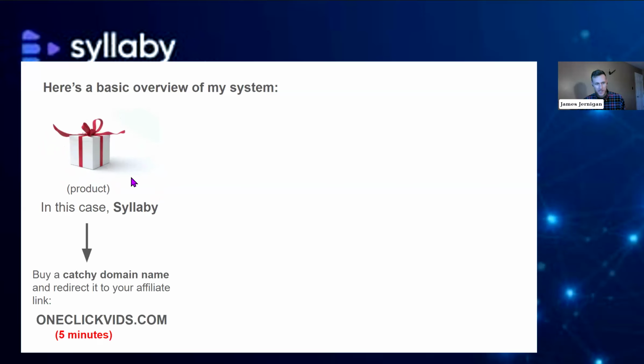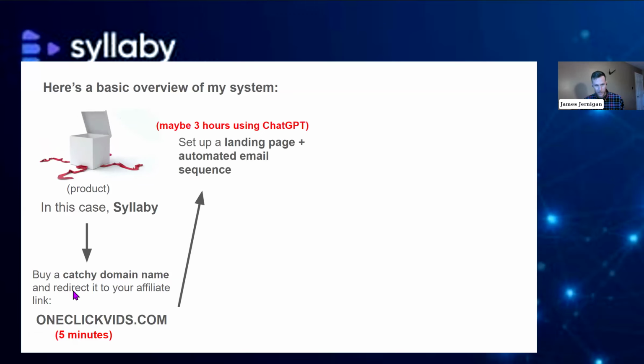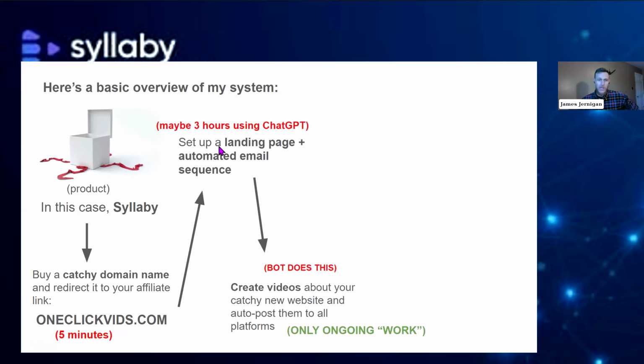So with that out of the way, you're going to take the product, in this case, Syllaby, and then buy a catchy domain name and redirect it to your affiliate link. So this is something that takes 5 minutes. You'll go over to Namecheap or wherever you buy your domain names and just buy something catchy, right? So mine is oneclickvids.com. If you go to oneclickvids.com, it's going to immediately redirect you to Syllaby with my affiliate link, meaning that if anybody buys this tool through this website, oneclickvids.com, I earn commission. So take your product, you buy a catchy domain name to basically rename the product, right? So if you tell people about it and they go looking for it, they find your affiliate link, not the original product.